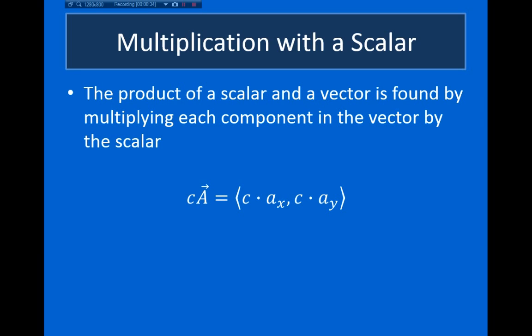So I want to start with just multiplication by a scalar. Remember that when we talk about vectors, a scalar is like a normal number, like 2 or 3 or something like that. So if I have a vector A and I multiply it by a scalar c, the way that we evaluate that is that we just take both components. We take the x component and multiply it by c, and you take the y component and multiply it by c. So it's very straightforward. It's just like the distributive property.